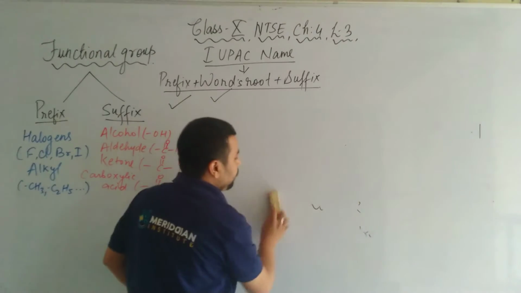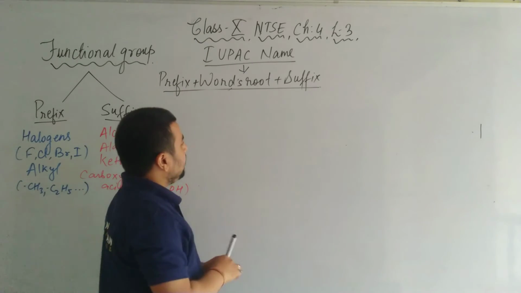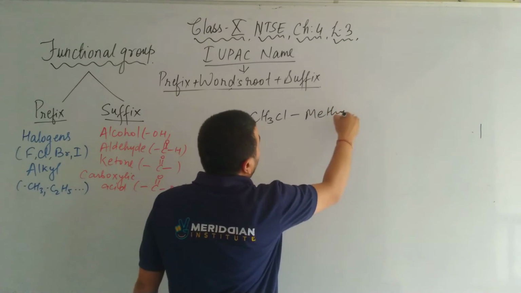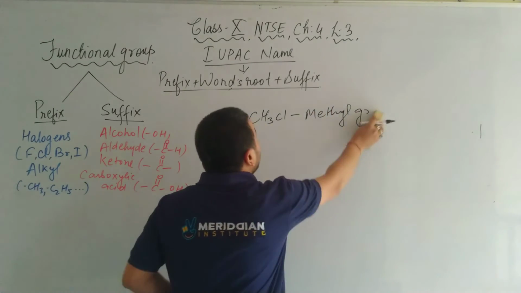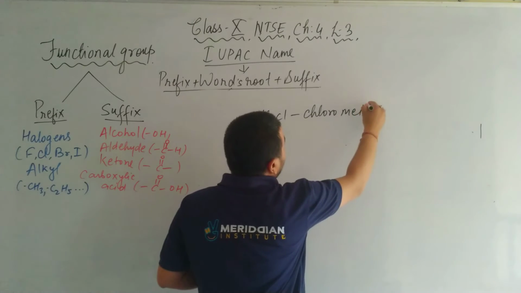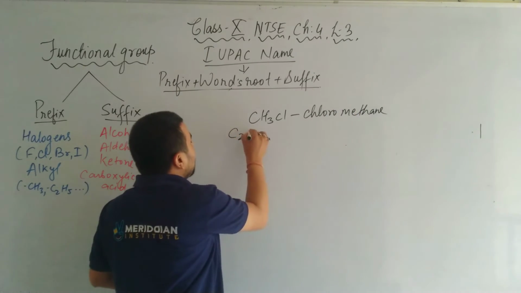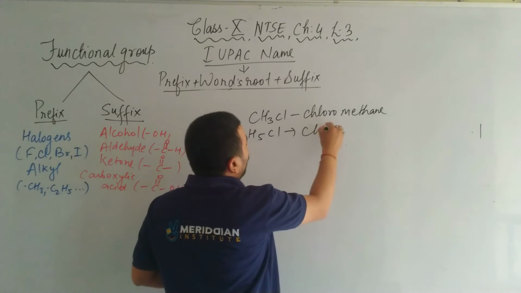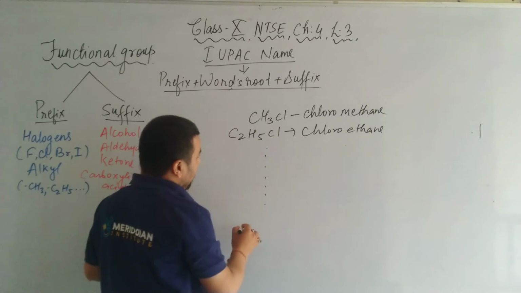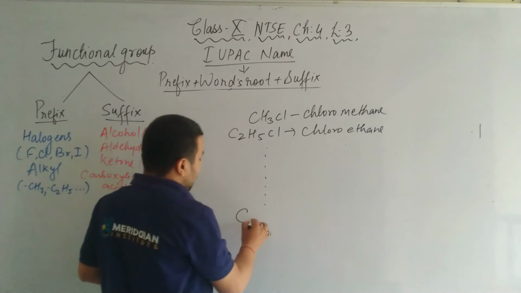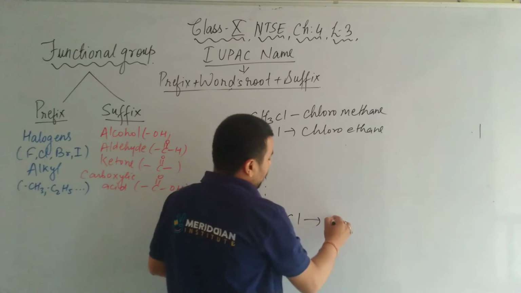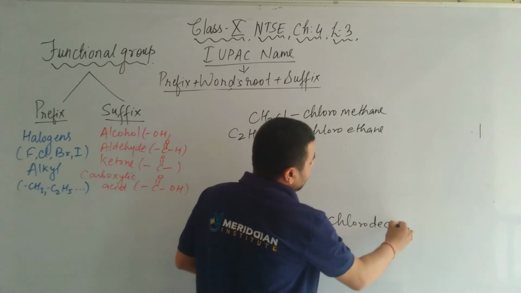What you have to do is just write like this: CH3Cl, methyl chloride. Otherwise, if you are writing its IUPAC name, then you will write chloromethane. If you write ethyl chloride, C2H5Cl, you will write chloroethane. Similarly, if we come directly to the point, C10H21Cl will become chlorodecane. What will it become, dear students?